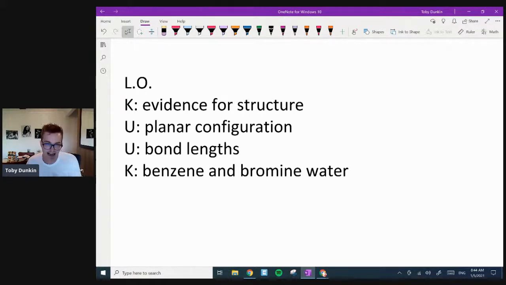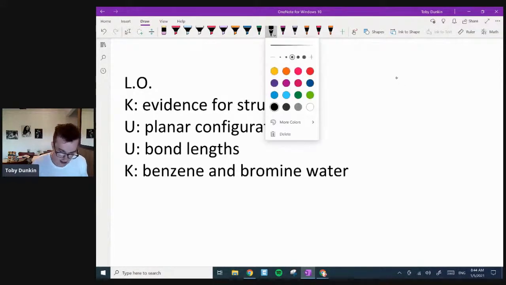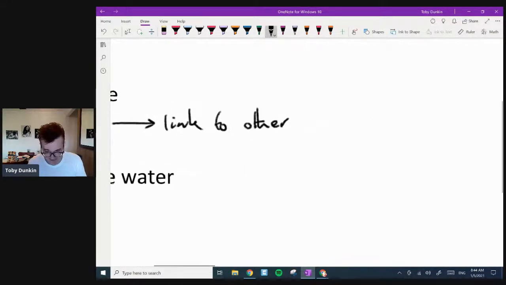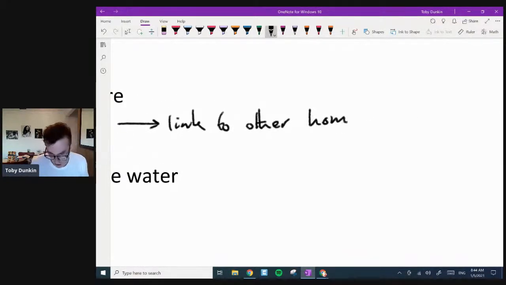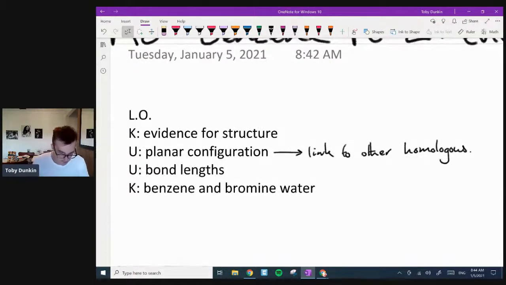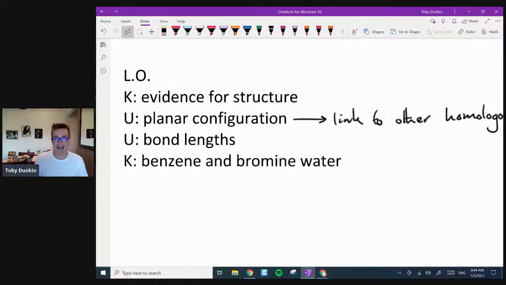And then I'm going to make a link to other things with double bonds here, guys. That's actually really important. The planar configuration, and then I'm going to link that to other molecules, to other families. Actually, more other homologous series. Yeah, the main one, of course, being things like aldehydes, ketones. They're a key one. Next one, understand bond lengths.